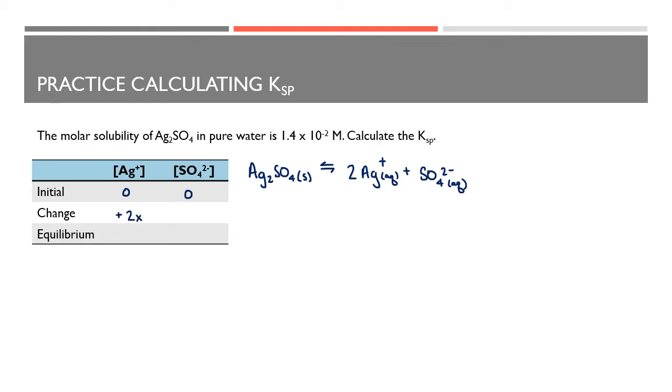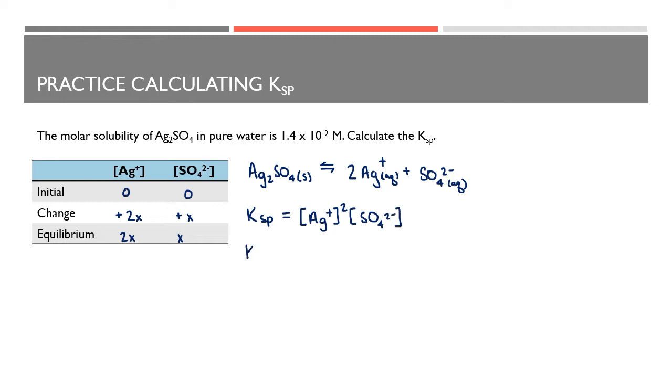And then the change is going to be plus 2x for the silver and plus x for the sulfate, based on the coefficients. So my equilibrium concentration for the silver will be 2x and for the sulfate will be x. So my KSP, we're calculating this, is going to be equal to the concentration of the silver ion squared times the concentration of the sulfate ion.